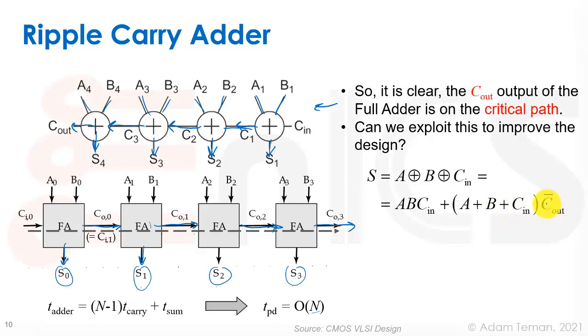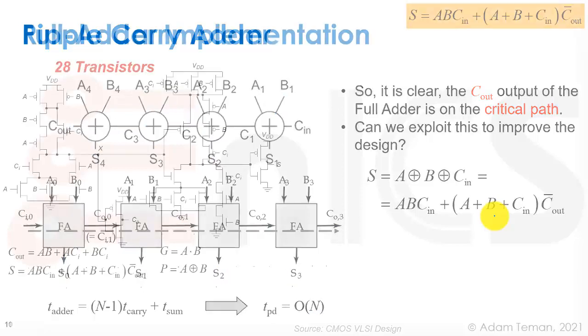Now, why is that important? Because we can make the sum using the carry out, which we usually conceive of as being together with the sum in the full adder. But that means that if we can produce the C out, then we can use it as one of the inputs to the sum, and we'll see how that is used to implement a full adder in a different way.